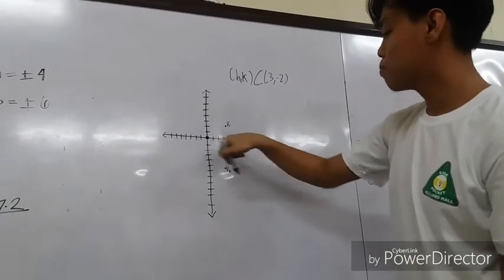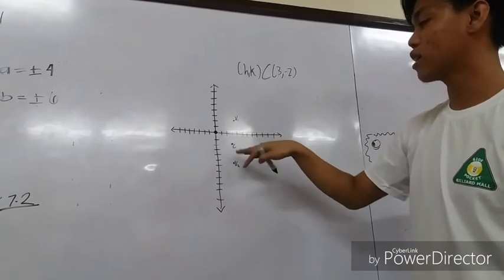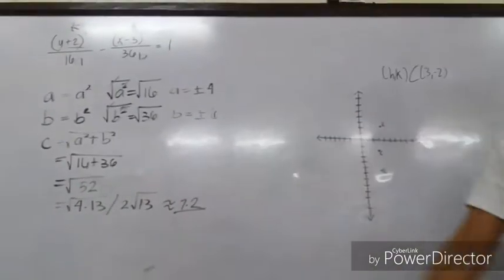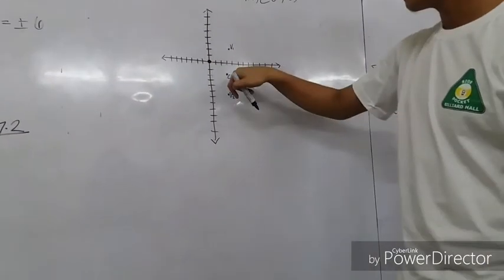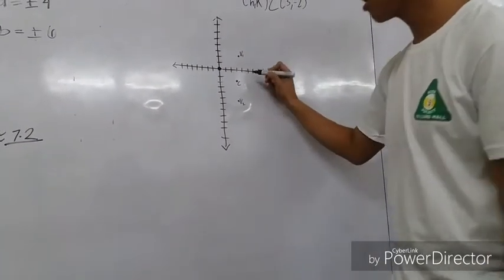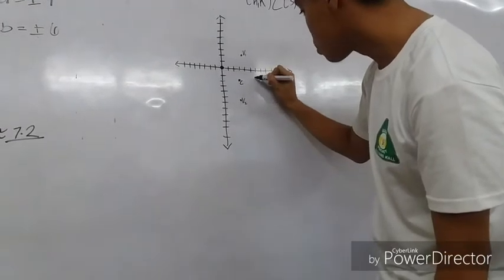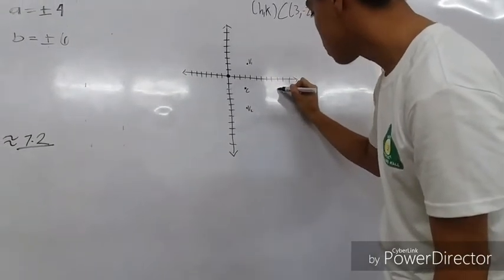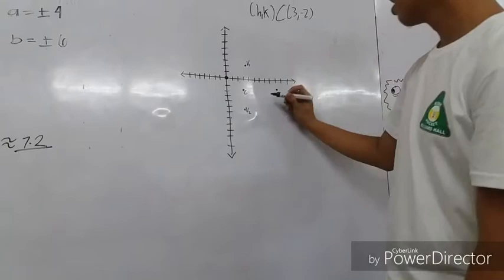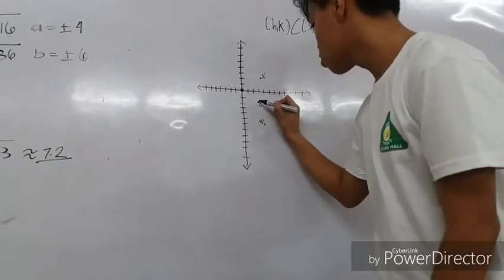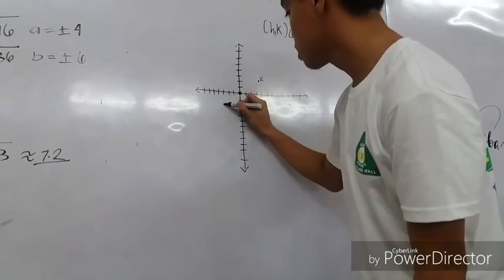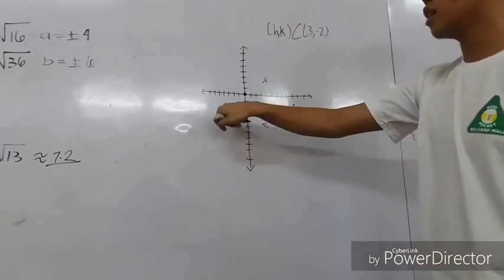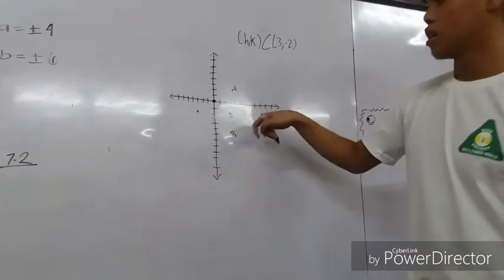Now we will plot the next, B, which is the conjugate axis. Now we'll count again, left and right by 6. So 1, 2, 3, 4, 5, 6. So we will mark it here. Then to the other side, 1, 2, 3, 4, 5, 6. So this is the conjugate axis.